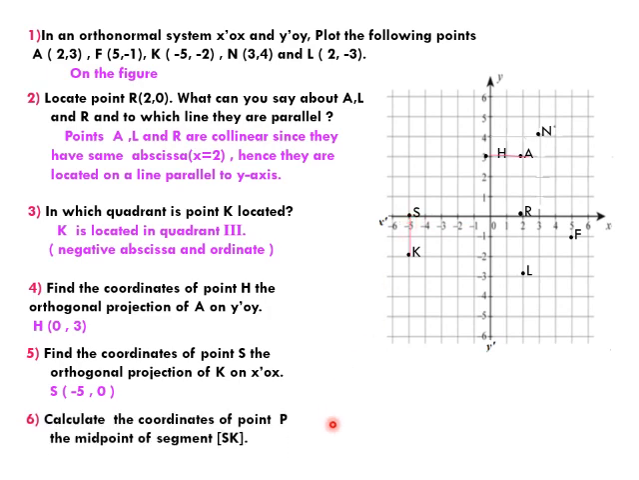Calculate the coordinates of point P, the midpoint of segment SK. XP is equal to (XS plus XK) over 2, and YP is equal to (YS plus YK) over 2. XS is -5 and XK is -5, so XP is equal to (-5 plus -5) over 2, which is -5. YS is equal to 0 and YK is equal to -2. By following the rule, YP is equal to (0 plus -2) over 2, then YP is equal to -1. So the coordinates of point P are -5, -1.